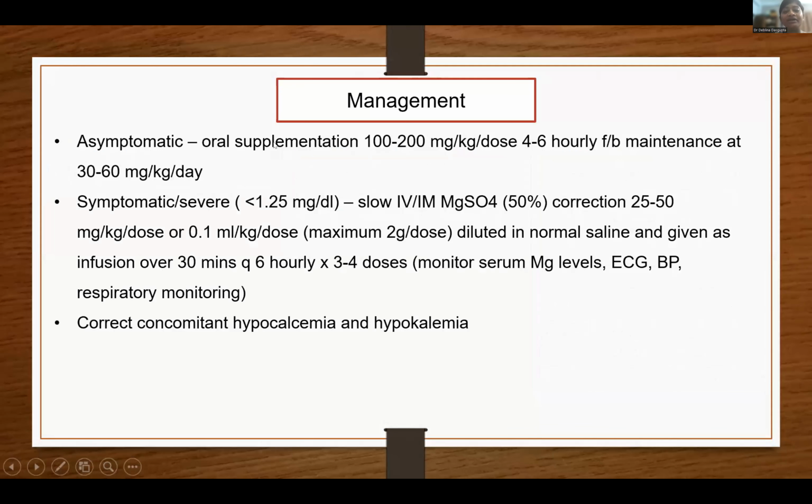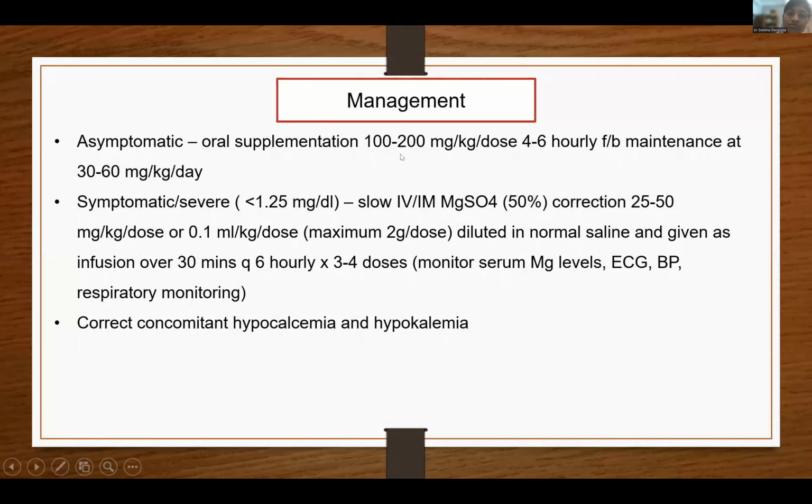If it is asymptomatic, it's better to go for oral supplementation. Why? Because you should avoid IV magnesium sulfate unless symptomatic. Why? Because if there is rapid correction of hypomagnesemia following IV magnesium, the kidneys will tend to excrete a lot of magnesium in urine, and you can end up losing 50% of whatever you give IV. Along with that, if you're giving IV magnesium sulfate, the sulfate can sometimes combine with the calcium, and that can precipitate hypocalcemia and tetany. So that's why, unless the child is symptomatic or having severe hypomagnesemia, you try to give oral supplementation.